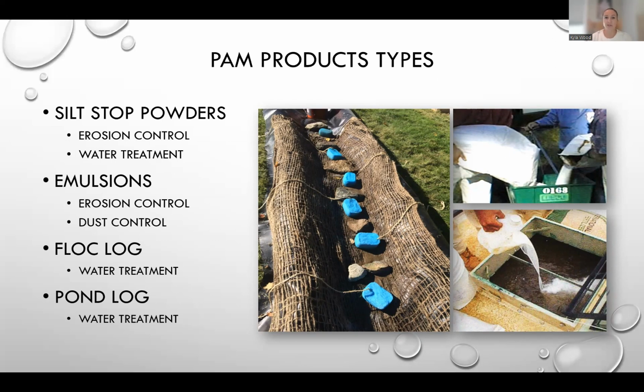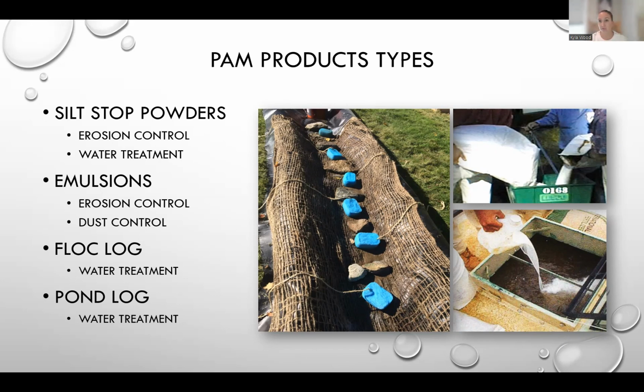So we have our silt stop powders, or our granular form of the polymer that's used for erosion control. You can also use it for water treatment, but for our erosion control and soil stabilization, you're mostly going to be using silt stop powders. We also have a liquid emulsion form of the polyacrylamide that some people do use for water treatment, but we specifically limit that solely to terrestrial applications because it can have some surfactants that have some toxicity associated. So the liquid emulsions are primarily for dust control and erosion control.